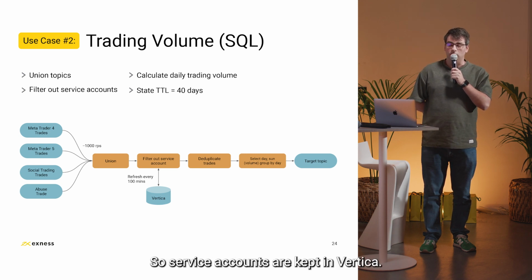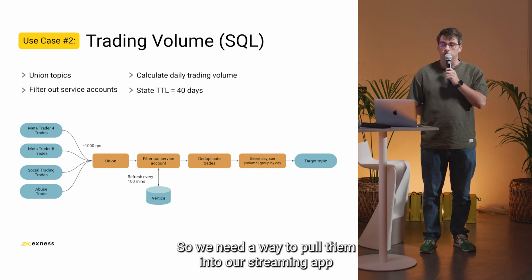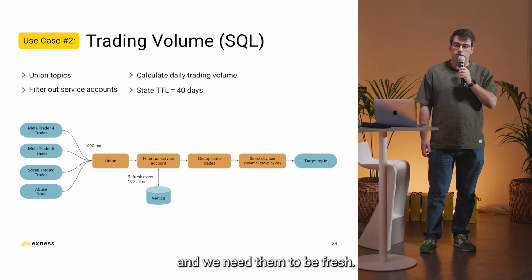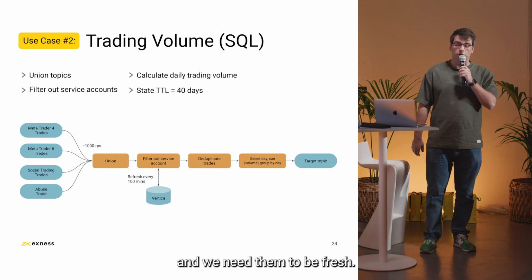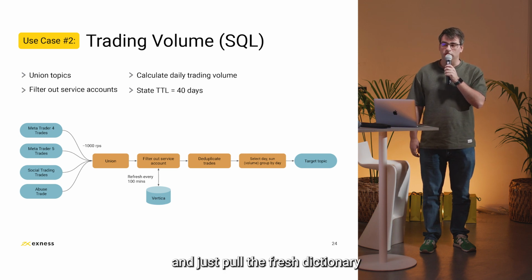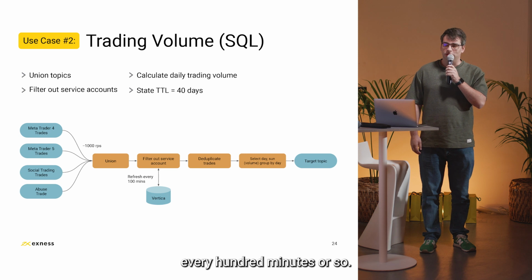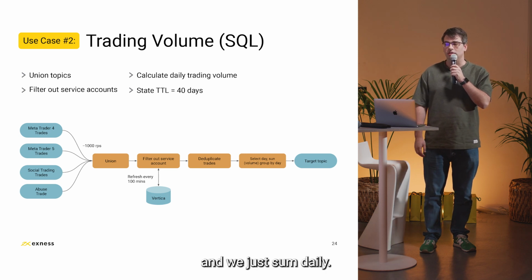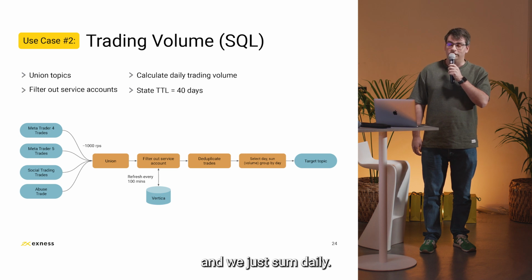Service accounts are kept in Vertica, so we need a way to pull them into our streaming app, and we need them to be fresh. So we have a UDF that will go to Vertica and pull the fresh dictionary every 100 minutes or so. And then we deduplicate the trades, and we just sum daily.